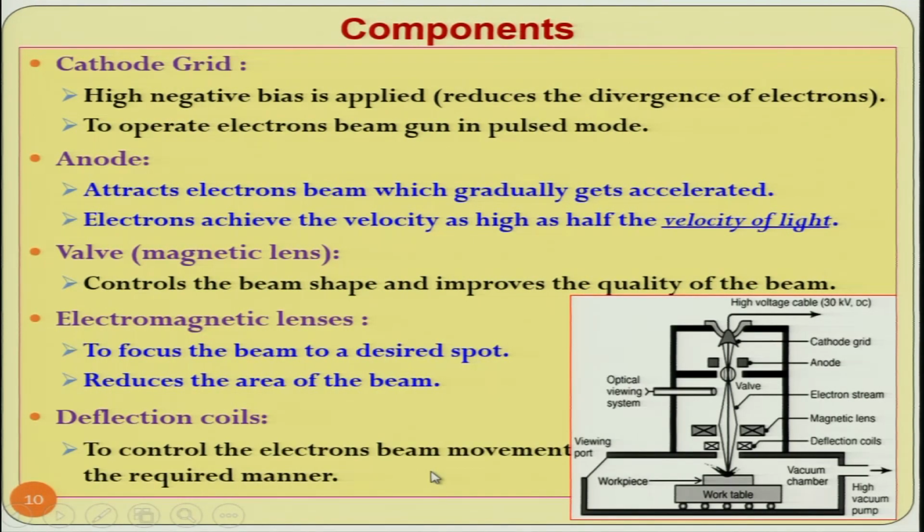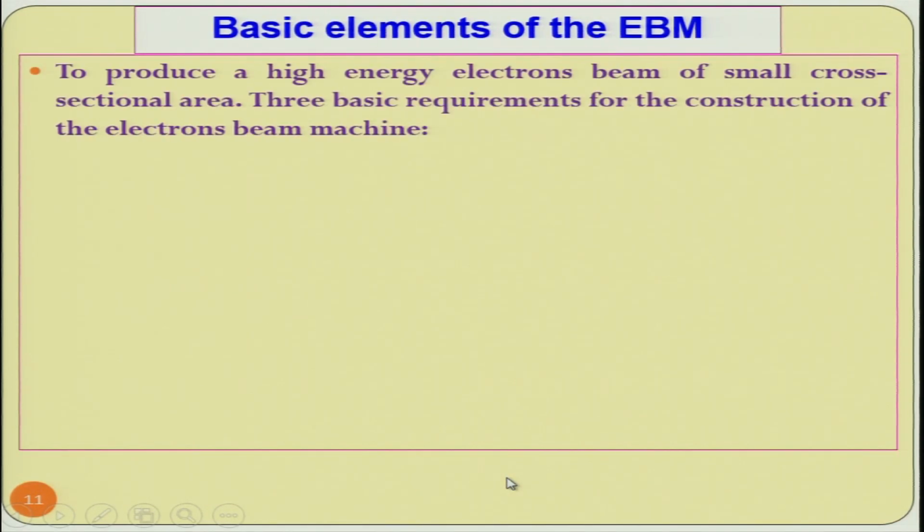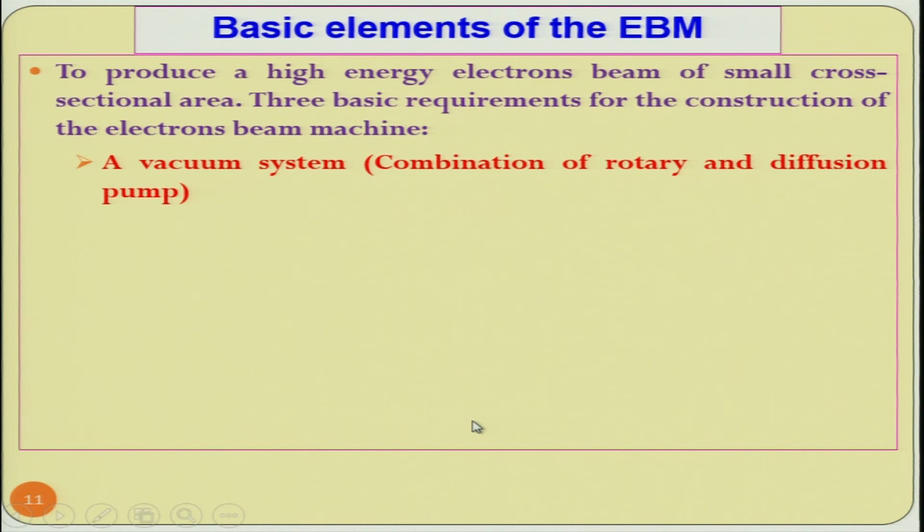Deflection coils control the electron beam movement in the required manner. So, this is used to control the movement of the electron beam. Basic elements of electron beam machining: to produce a high energy electron beam of a small cross sectional area. Three basic requirements for the construction of the electron beam machine are there. First, as you can see, a vacuum system. As we have seen, very high vacuum is created in the machining chamber. The question is, why do you need very high vacuum in the machining chamber? We will see its answer after a few slides.